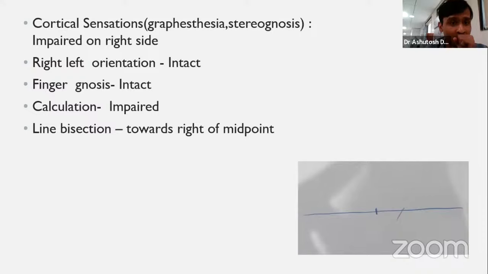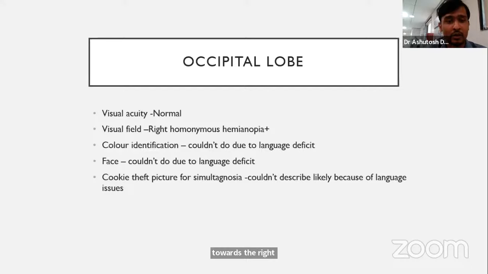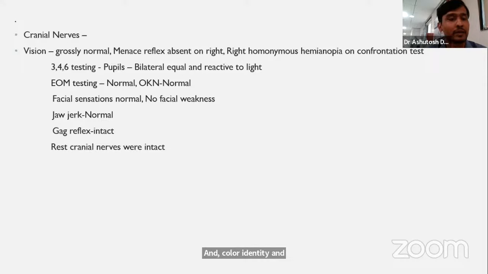Cortical sensation, sensory testing was difficult, again due to language deficits, but more or less we thought that it's more impaired on the right side. And right-left orientation was intact, finger gnosis was also intact, calculation was impaired, and on line bisection, she bisected the line slightly towards the right side, which may be secondary to the hemianopia. Occipital lobe also similarly, there was right homonymous hemianopia on confrontation, and color identification and face, she couldn't describe due to the language deficits.